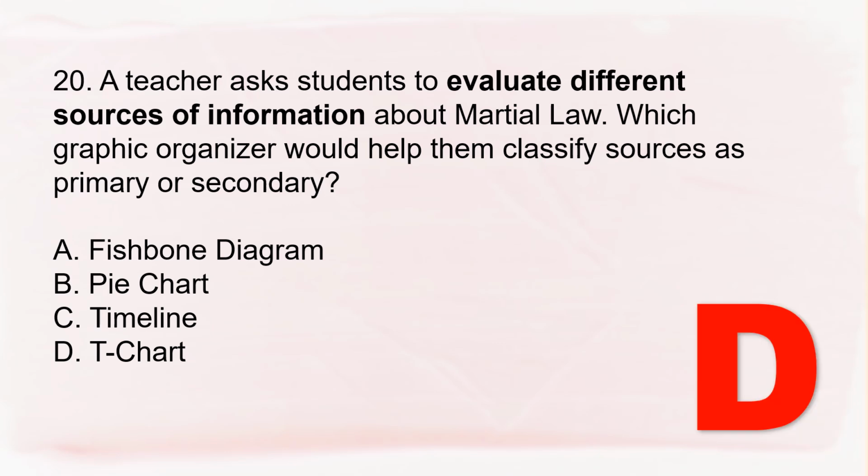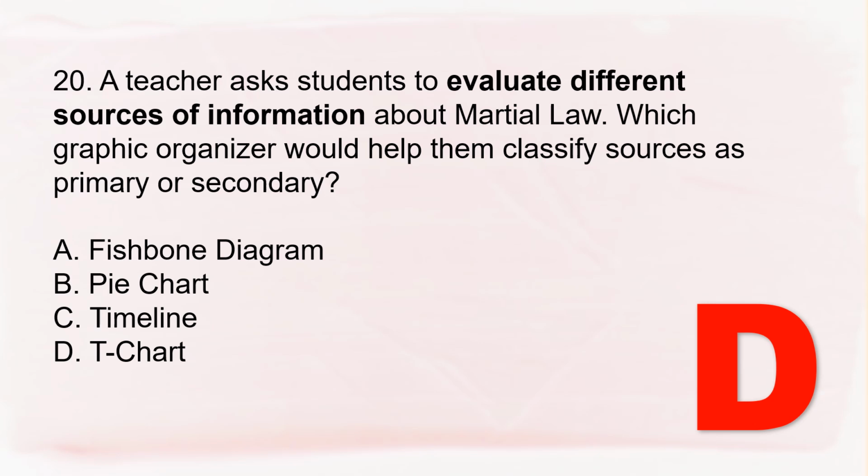Okay, the best answer is letter D, T-chart. A T-chart helps students categorize information into two groups, for example, primary versus secondary sources, making it useful for source evaluation. T-chart is the best answer.